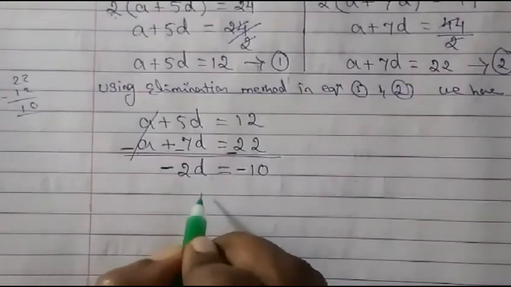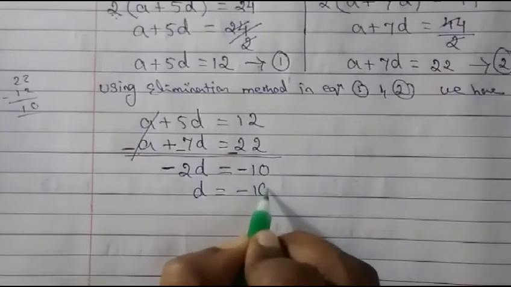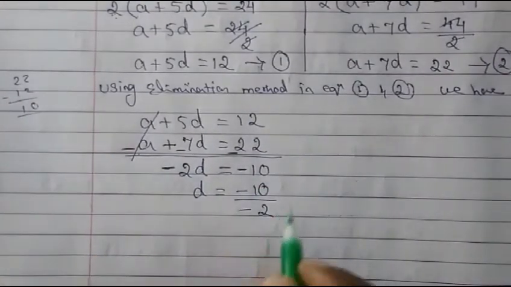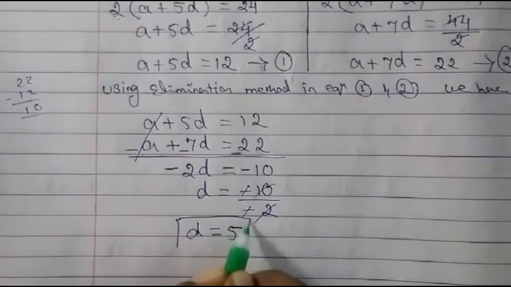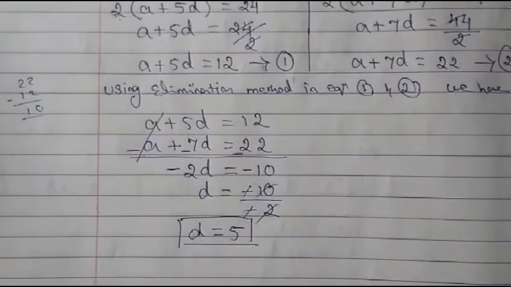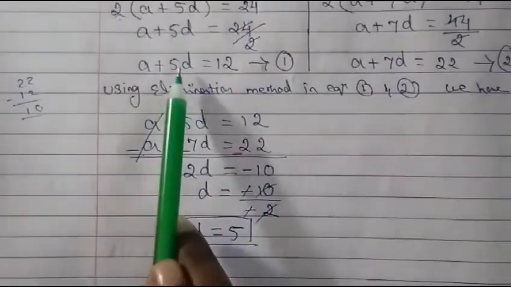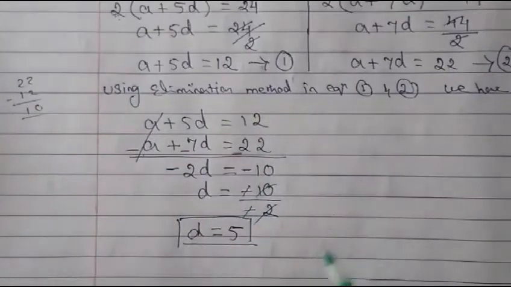So now d you keep it here only, minus 2 will come into division. So both minus minus gets cancelled. 2 if you are dividing will give us d value 5. So finally we got the d value. Now put this d value in any of these equations. Anywhere you put the d value, you will get the value of a.